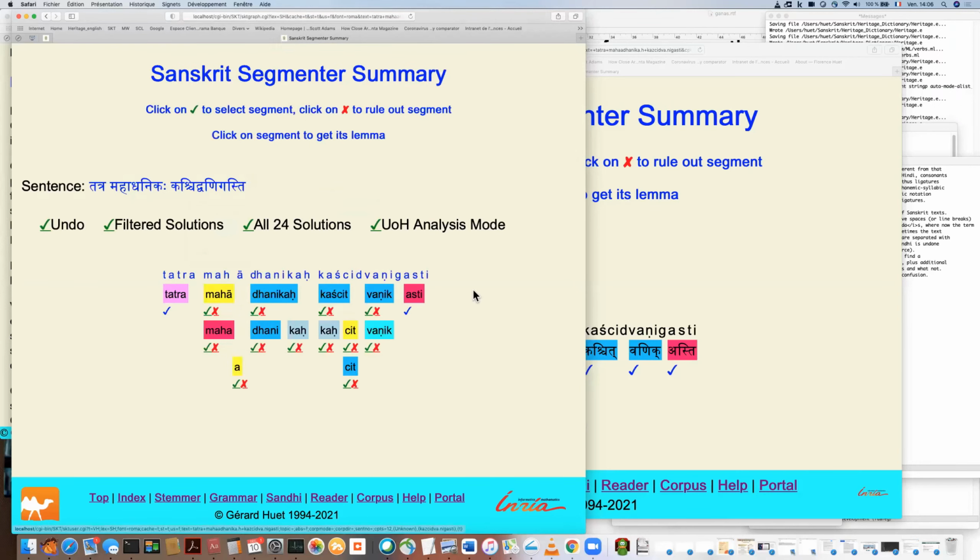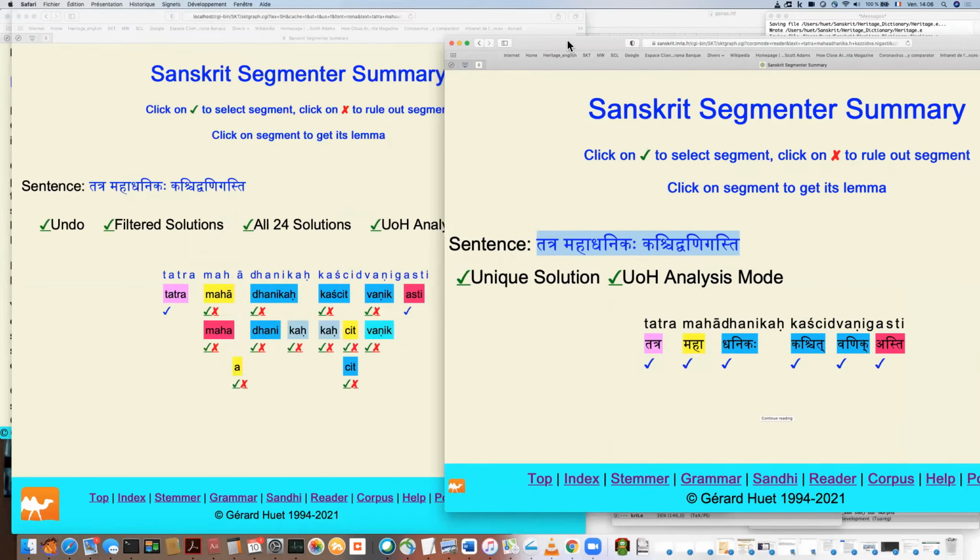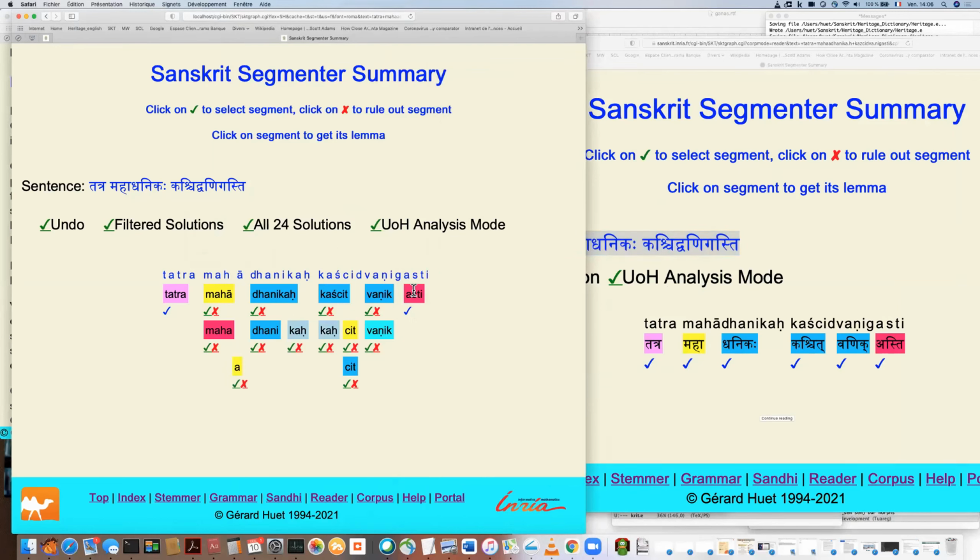Okay, so I'm going to read here because this is easier for me. For you, it will be Devanagari. So Asti is, yes, but the first word is Tatra, which is location, there.